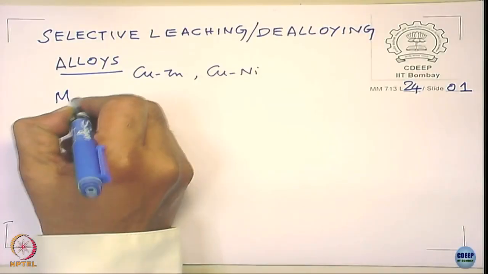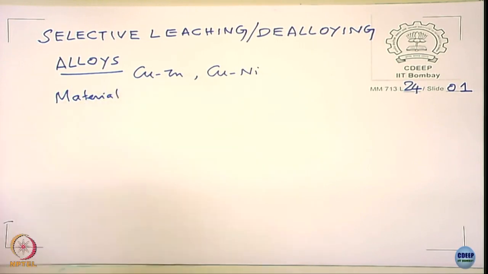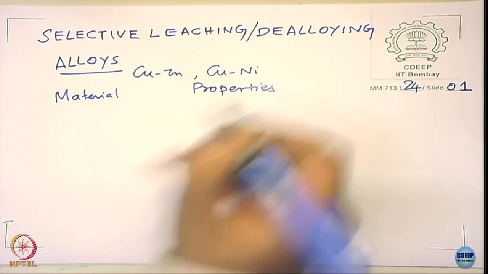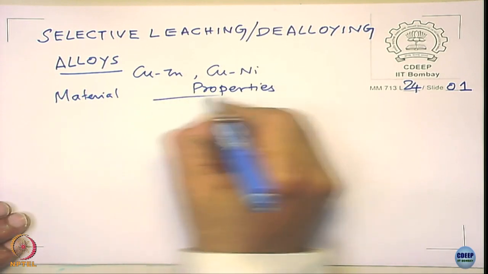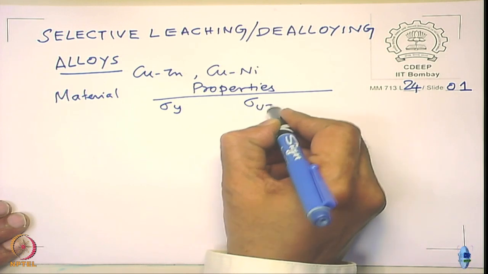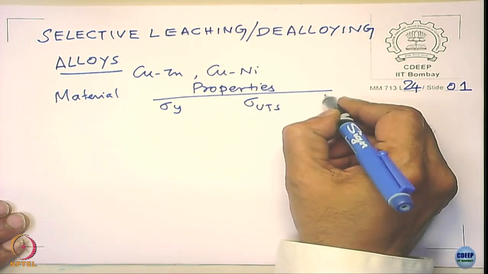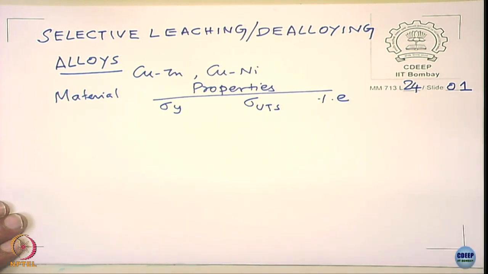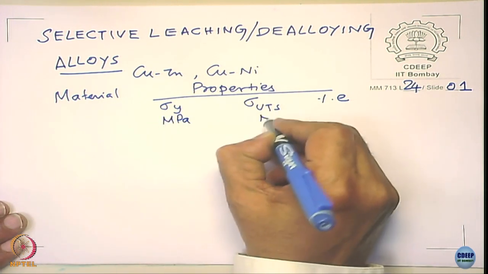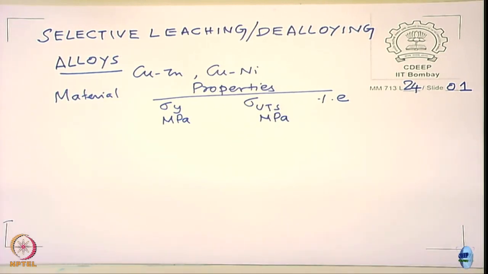Now, if you take, let us say, a material and the properties, what are the properties, the mechanical properties, maybe the yield strength, the ultimate tensile strength, and you look at the elongation, this is the percentage elongation. The units of that can be megapascal, and you can appreciate how the alloying helps to improve the mechanical properties.